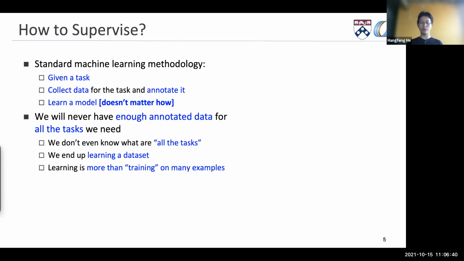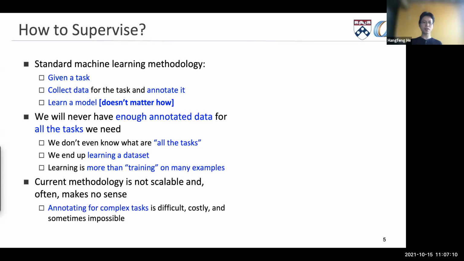First, we don't even know what all the tasks are, because natural language understanding involves multiple domains, multiple languages, and multiple perspectives. The most disappointing thing is that we usually end up learning a dataset instead of learning the task, because every dataset has a strong bias on the task, and we don't really know how to estimate the population risk for the task.